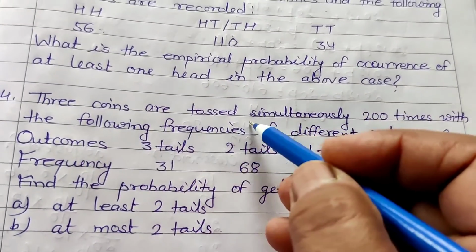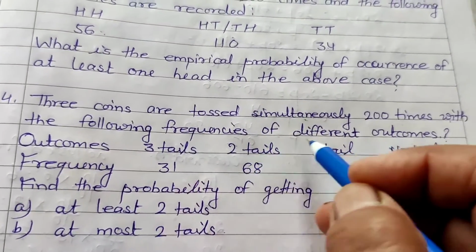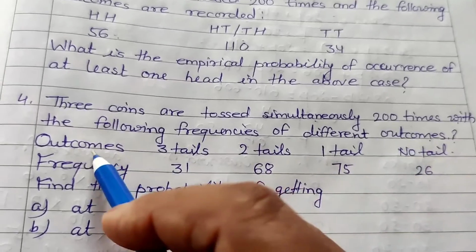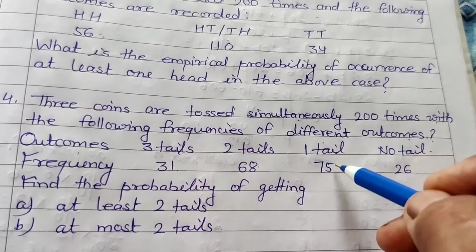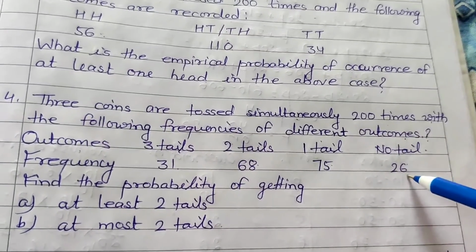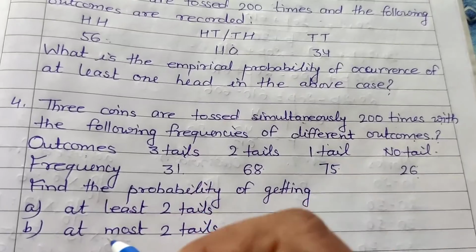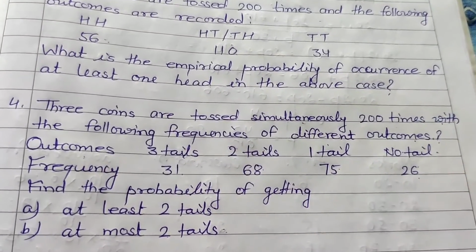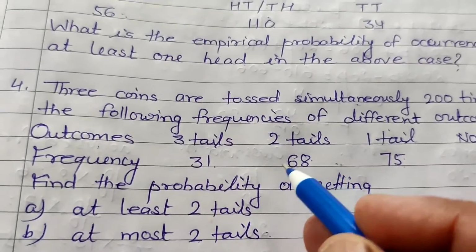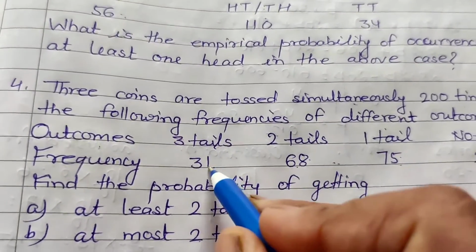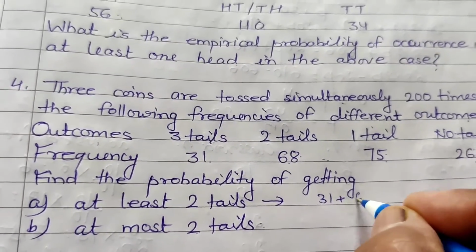3 coins are tossed simultaneously 200 times with the following frequencies of different outcomes. Outcomes are 3 tails 31, 2 tails 68, 1 tail 75 and no tail 26. Find the probability of getting at least 2 tails, at most 2 tails. Okay, at least 2 tails means minimum 2 tails. So it means 68 plus 31. The favorable outcome for this is 31 plus 68.